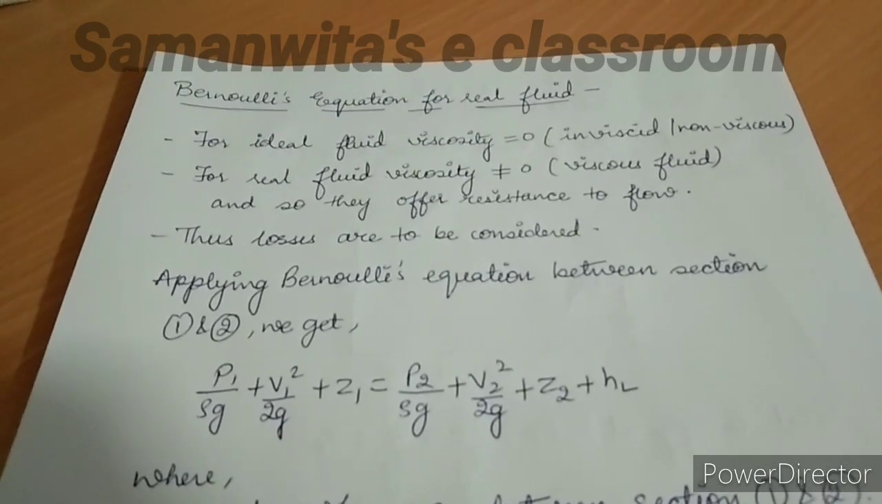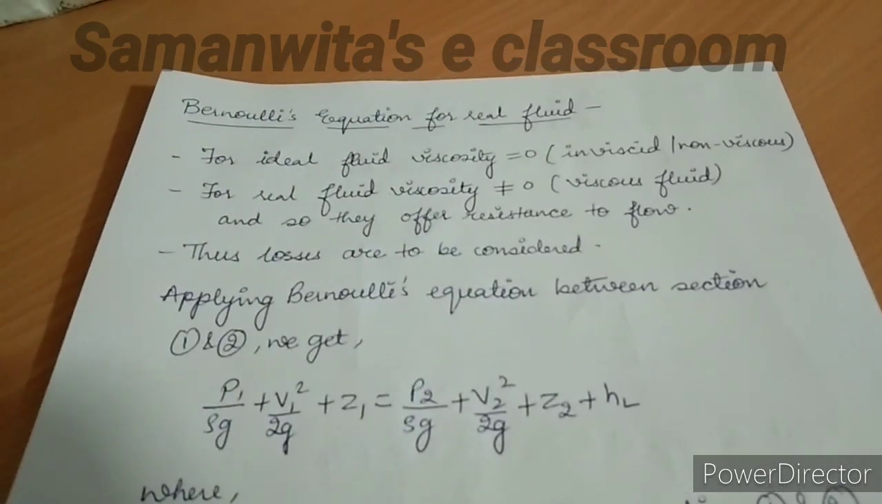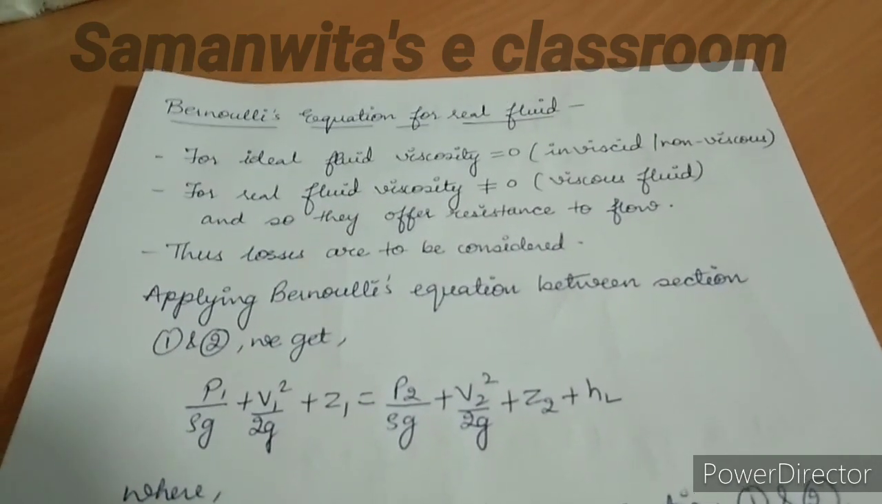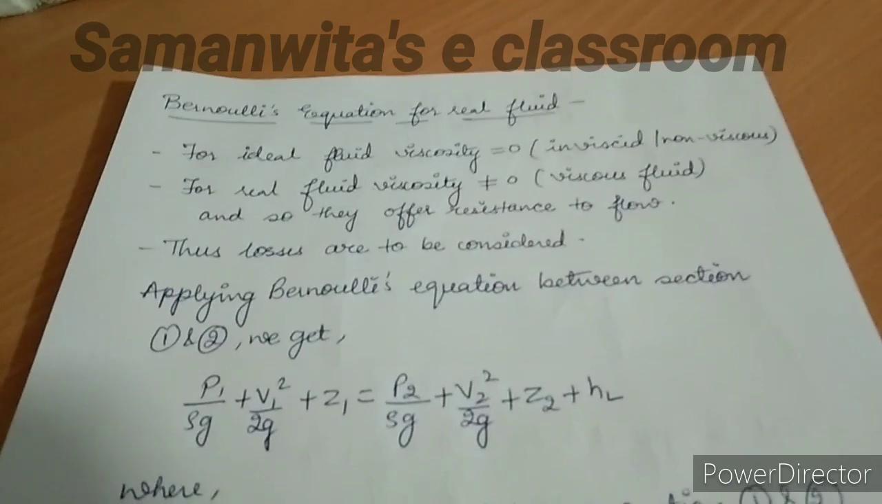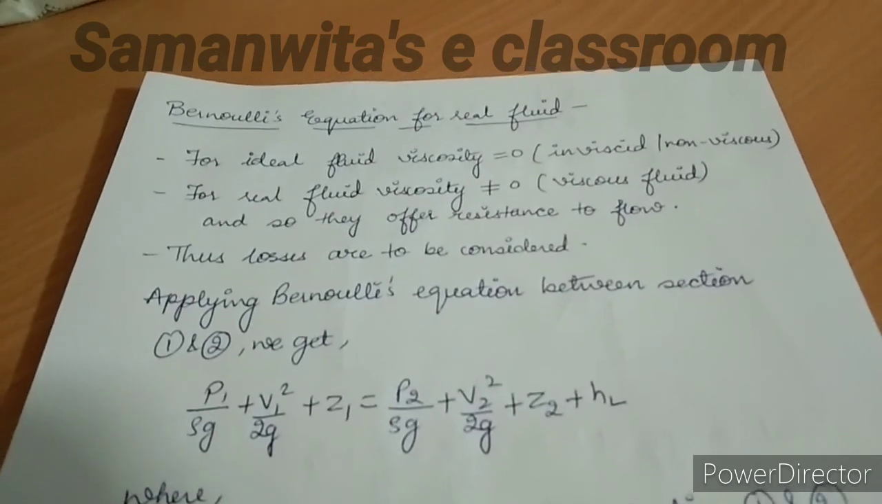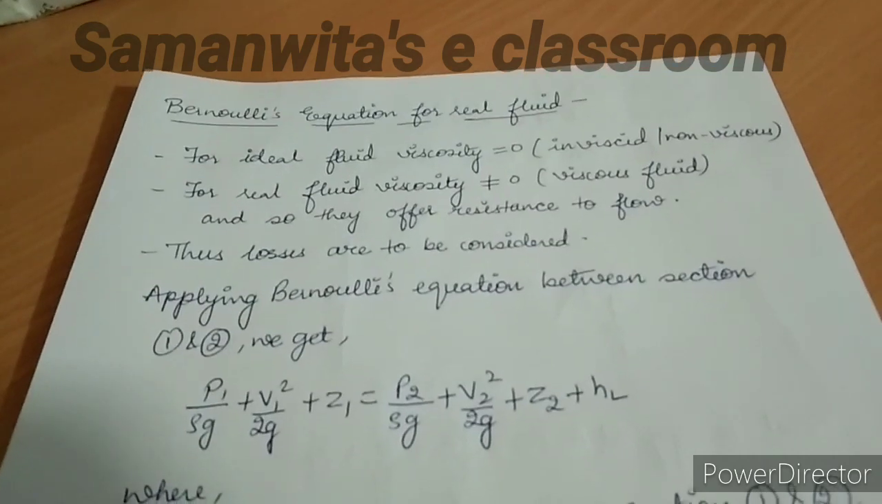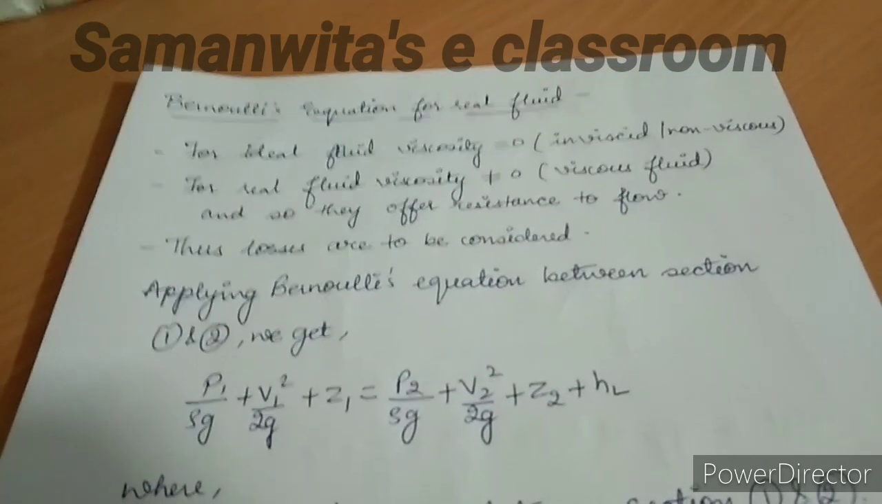Now, in real life, the fluid is going to be subjected to a friction factor, which means viscosity is going to be present. Such kinds of fluids are called viscous fluids. They offer resistance to the fluid flow. Thus, there will be some losses in the system.